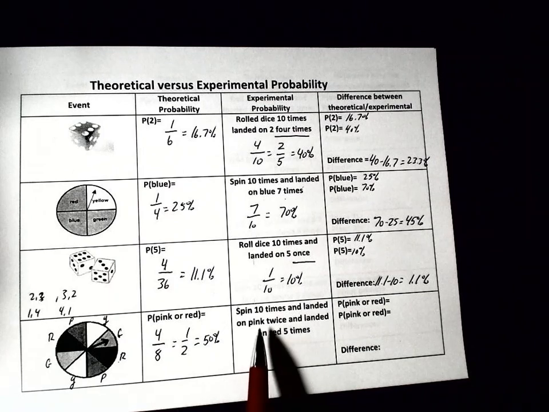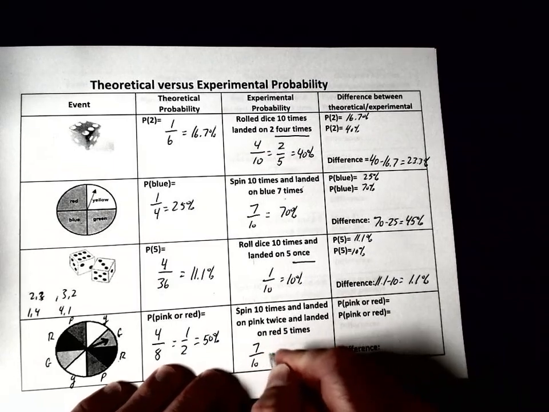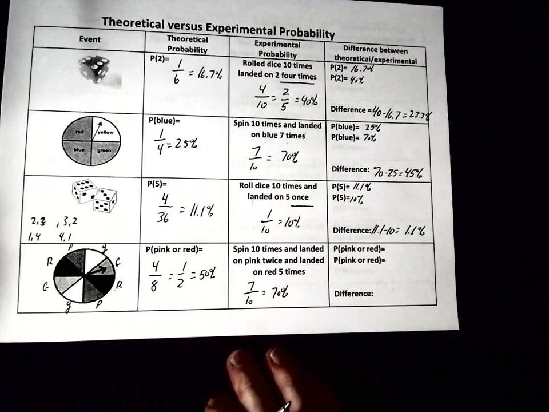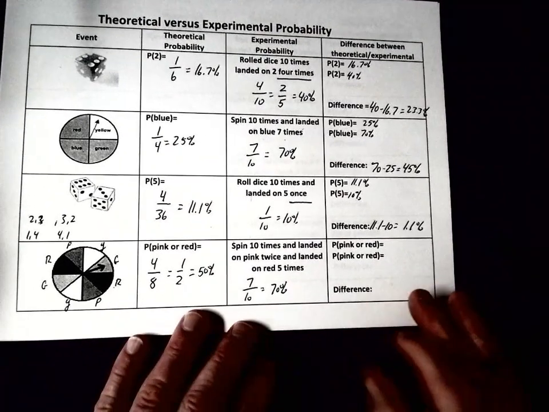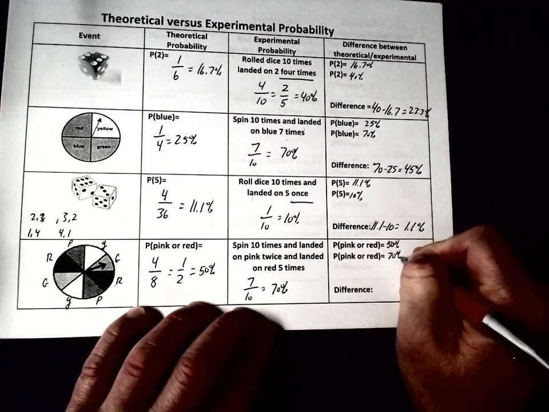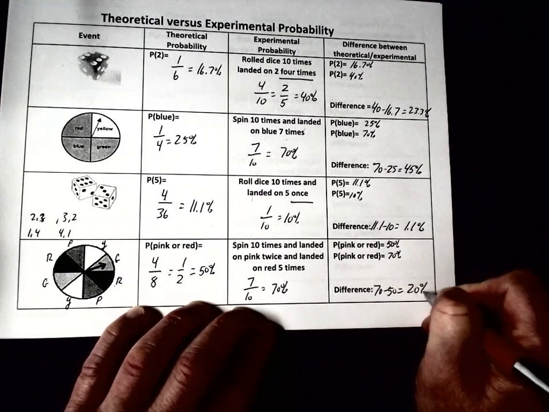Now experiment, we spun it 10 times, landed on a pink twice. Landed on a red 5, that's 7 out of 10, which is 70%. So we've got a 50% and a 70%. The difference is 20%.